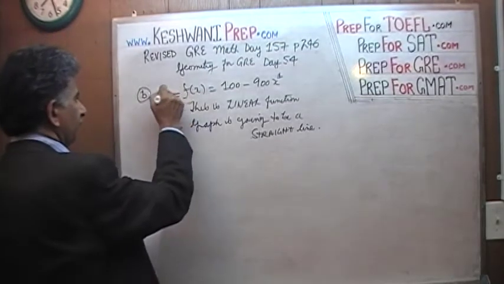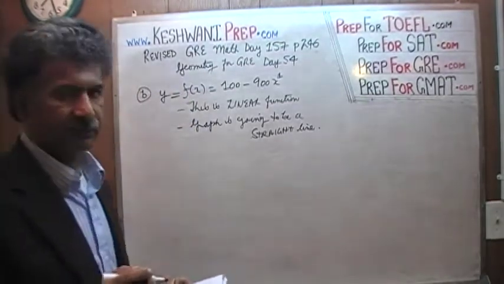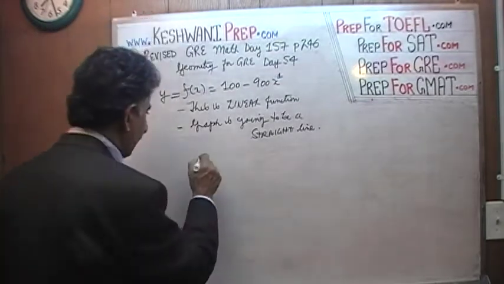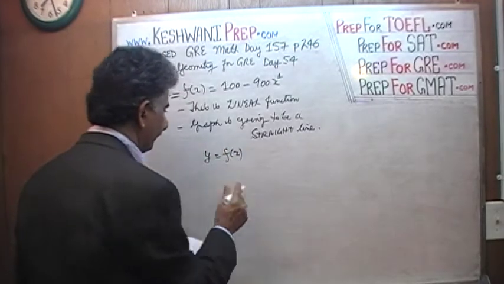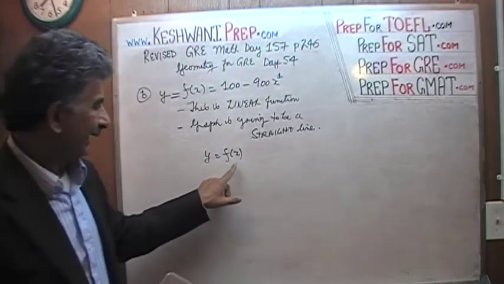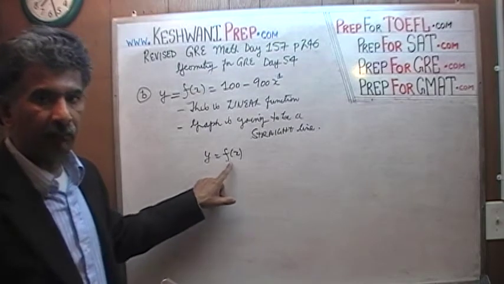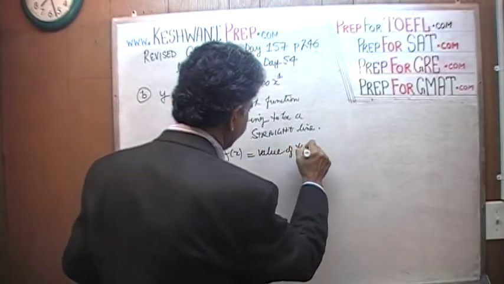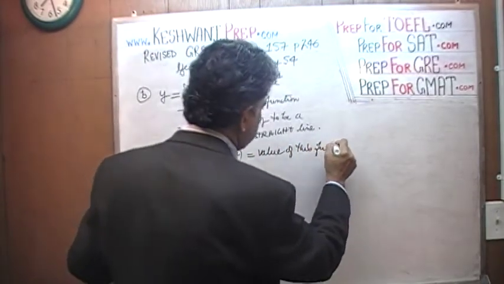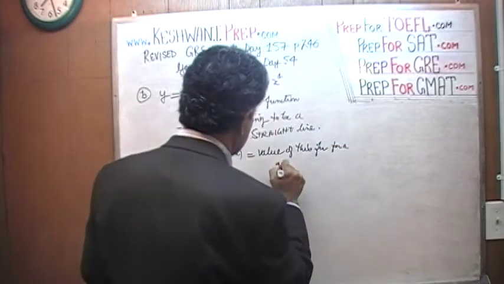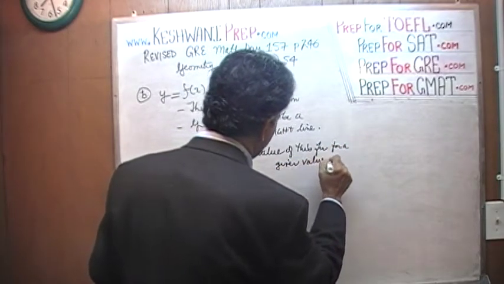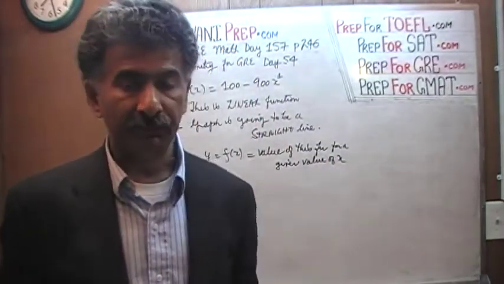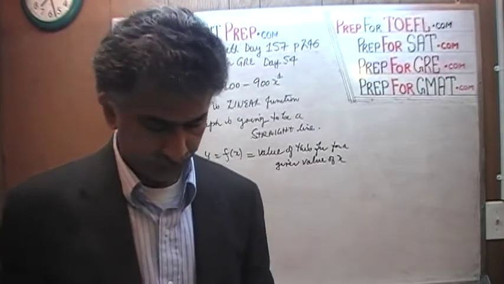So that's our function here. Y equals f of x, which is 100 minus 900x. Y equals f of x, because that's what it means. F of x means the value of the function for a given value of x. The value of the function for a given value of x is the y value. That's what y is. Y equals that quantity.